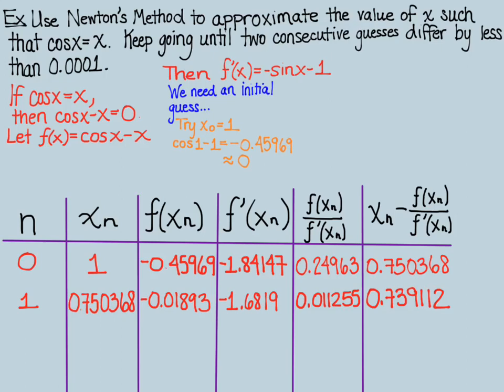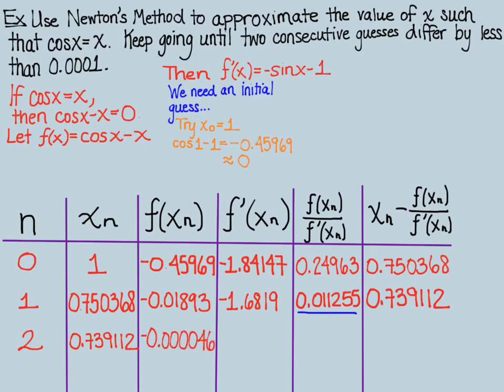Notice that the value in the second to last column is the difference between the previous value and the current value. So my guess currently differs by 0.011255, which is not enough for us to stop. Remember, we wanted to keep going until our consecutive guesses differ by less than 0.0001. So let's move on. N is now 2, and x sub n is 0.739112.